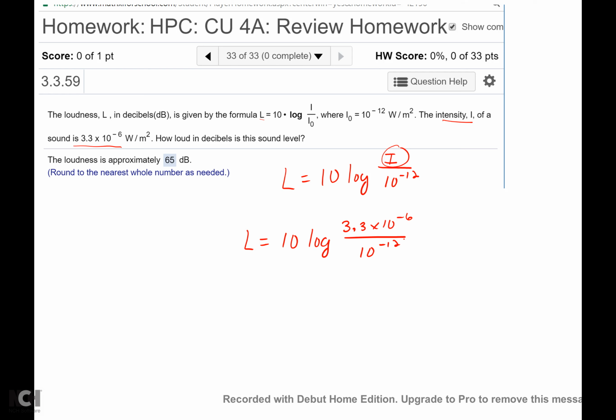If I type in 3.3 times 10 to the negative 6, and I divide that by 10 to the negative 12, oh wait, I need parentheses. So I've got 3.3 times 10 to the negative 6 divided by 10 caret negative 12, and I get L equals 10 times log of 3,300,000. And then we type this in the calculator. So 10 times log of 3,300,000, and you get 65.185. And it rounds to the nearest whole number, 65.